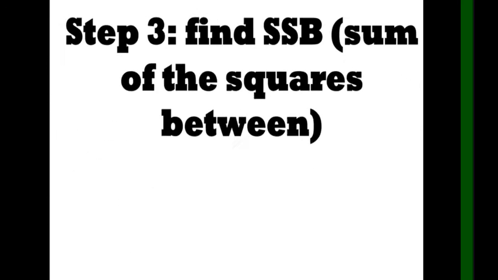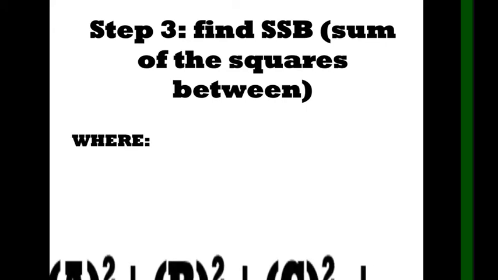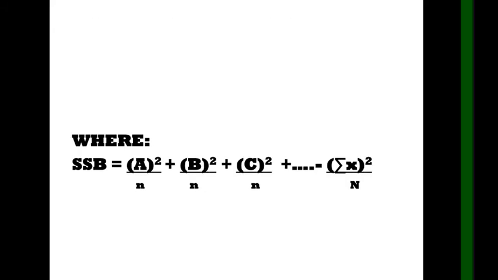Step 3. Find the SSB, sum of the squares between, where SSB is equal to a squared over n plus b squared over n plus c squared over n and so on, minus the quantity summation of x, squared over n. For step 4, find SSW, sum of the squares within, where SSW is equal to SST minus SSB.